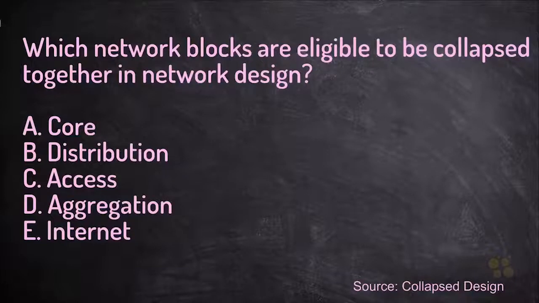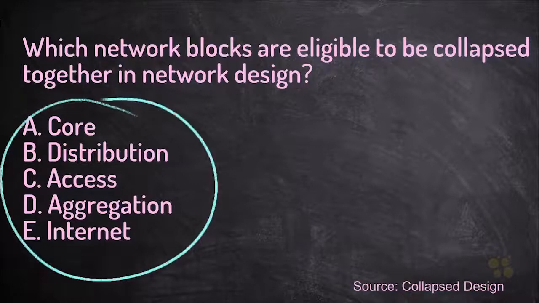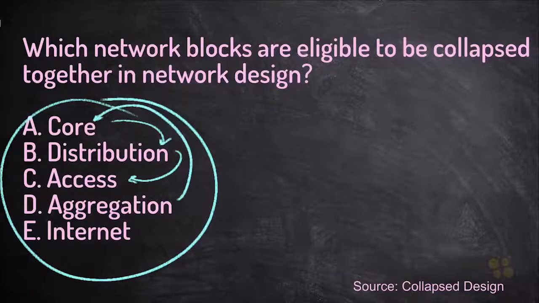Last question. Which network blocks are eligible to be collapsed together in network design? And again, choose all that apply. Well, if we're going to choose all that apply, then we're going to do something like this. Circle all of them, because we can collapse any network block into any network block. We talked about collapsing the core into the distribution block and the distribution to the access. Hey, we could take the aggregation block and collapse that back into the core, or take the internet block and collapse that into a distribution layer.